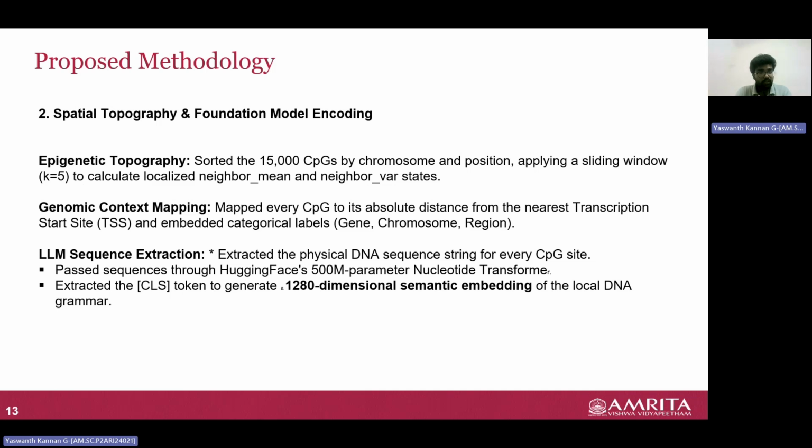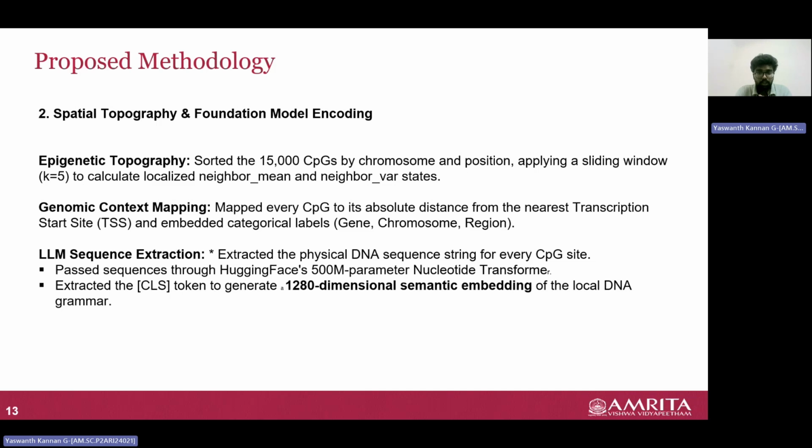Then we can use a sliding window approach, so that we can compute the neighboring mean and neighboring variance of that particular gene region. This feature captures the local co-methylation patterns, which are biologically important because nearby CpGs often show correlated behavior among them. Next, we have to incorporate the functional genomic information for each CpG site.